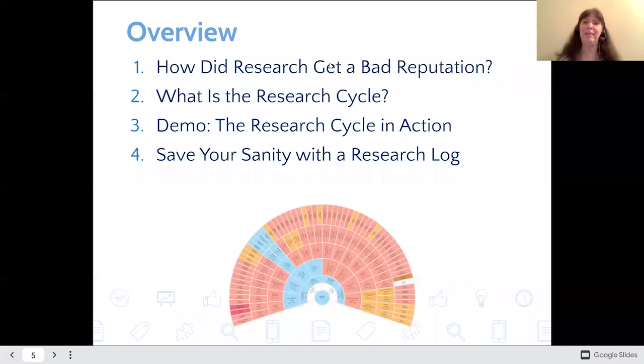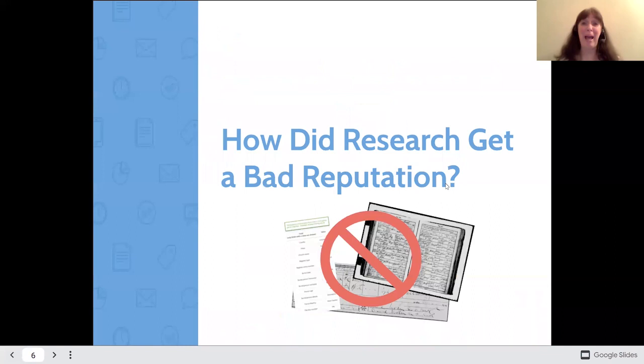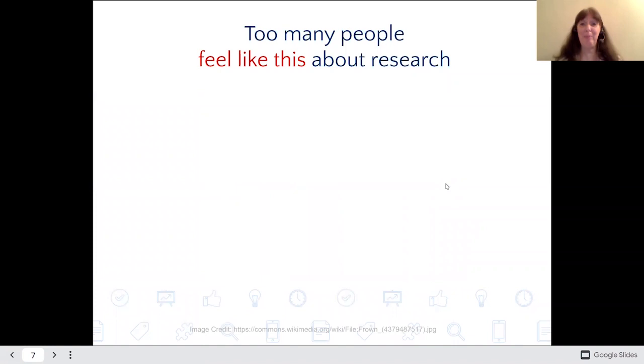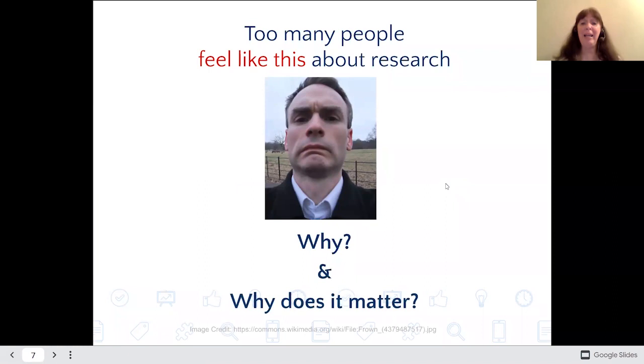Okay, so back to the presentation. These are our four agenda items for today. So let's dive in. First of all, how did research get such a bad reputation? Why do so many people just panic when they hear the word research and they automatically think that they can't do it? Well, I actually think there's a couple of really good reasons for that. So if you're one of these people that feels like this about research, we want to talk about why and why it matters. So why the negative reaction?